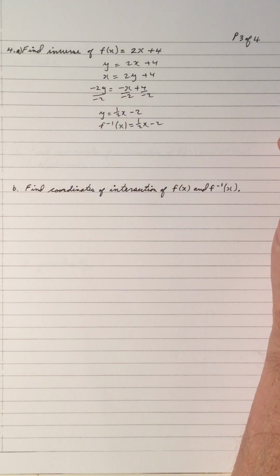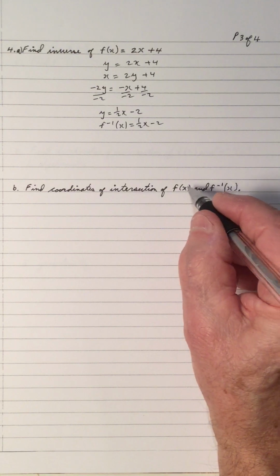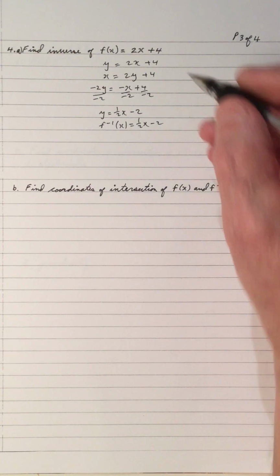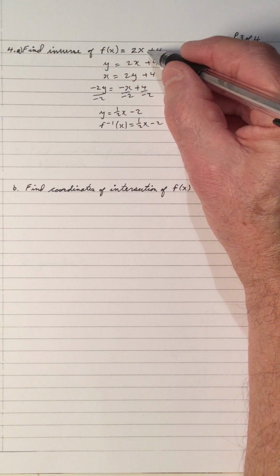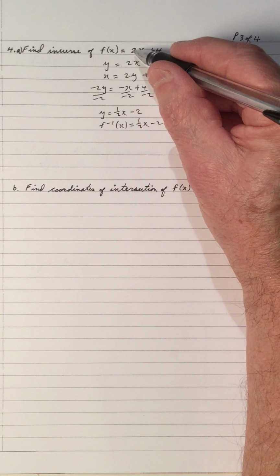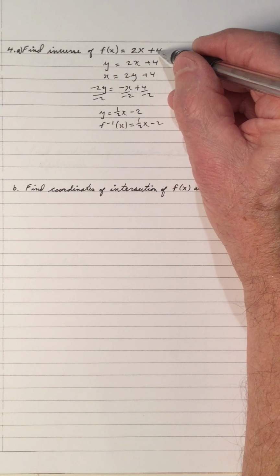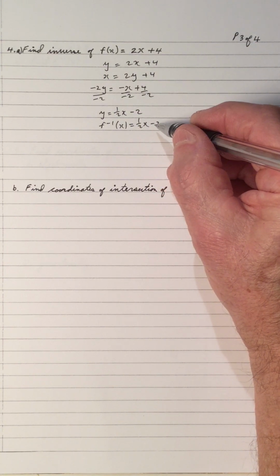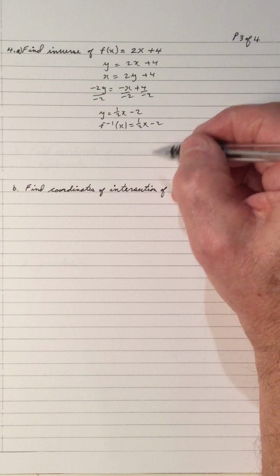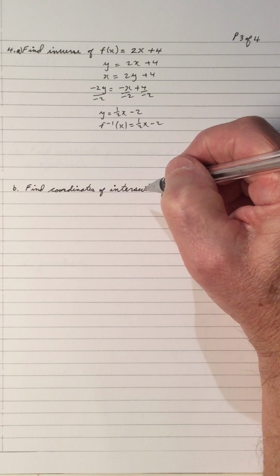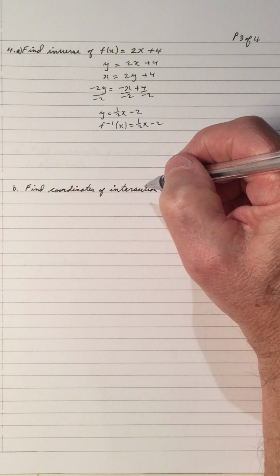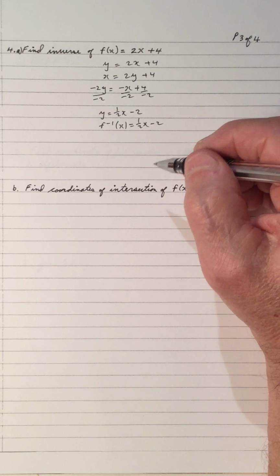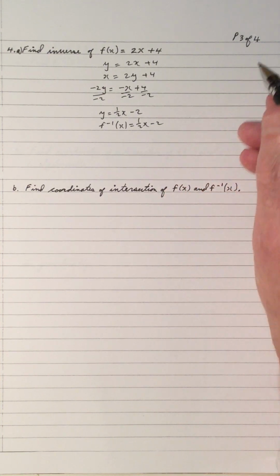Now it says find the coordinates of the intersection of f of x and f to the negative 1 of x. Notice f of x is a line. The slope is 2, the y-intercept is 4. Right here the slope is a half, the y-intercept is negative 2. So the intersection is going to be no point, or it's going to be 1 point. Two lines will intersect in a point, unless they don't intersect because they're parallel to each other.